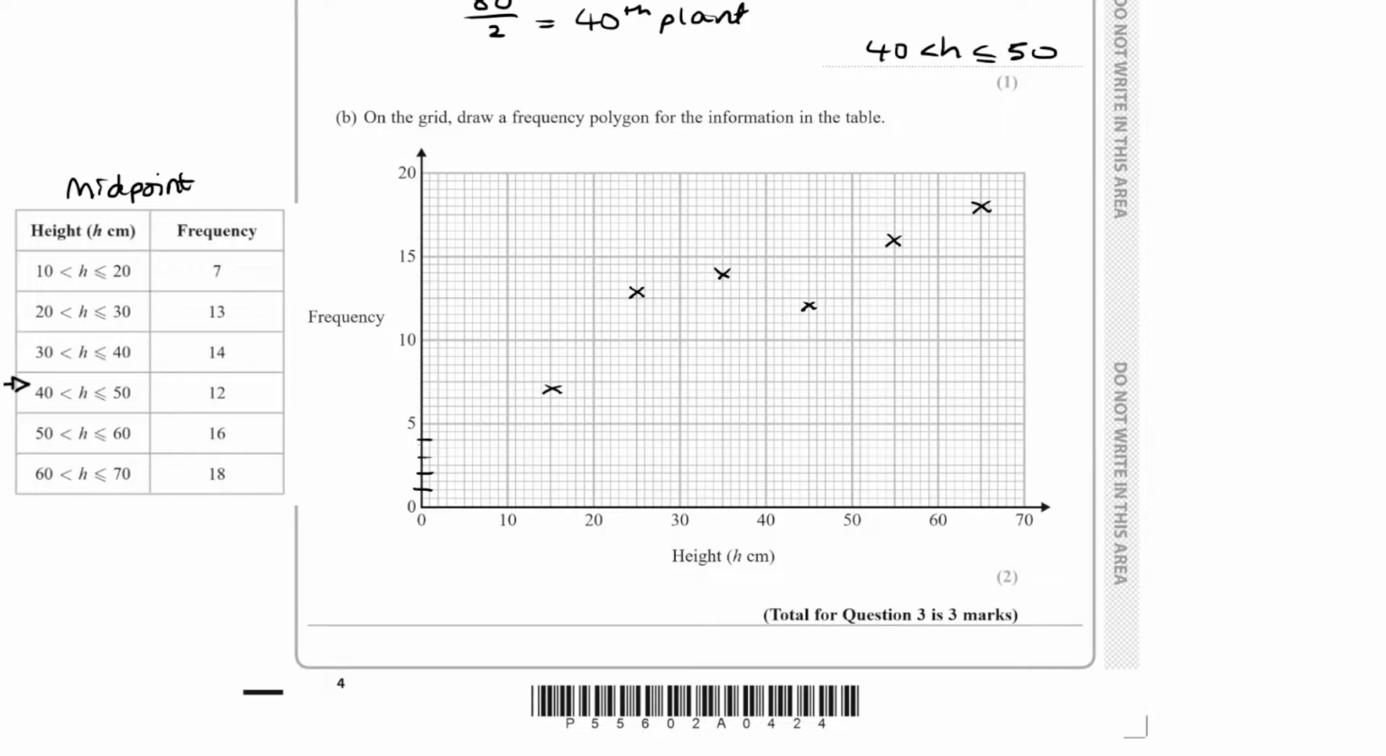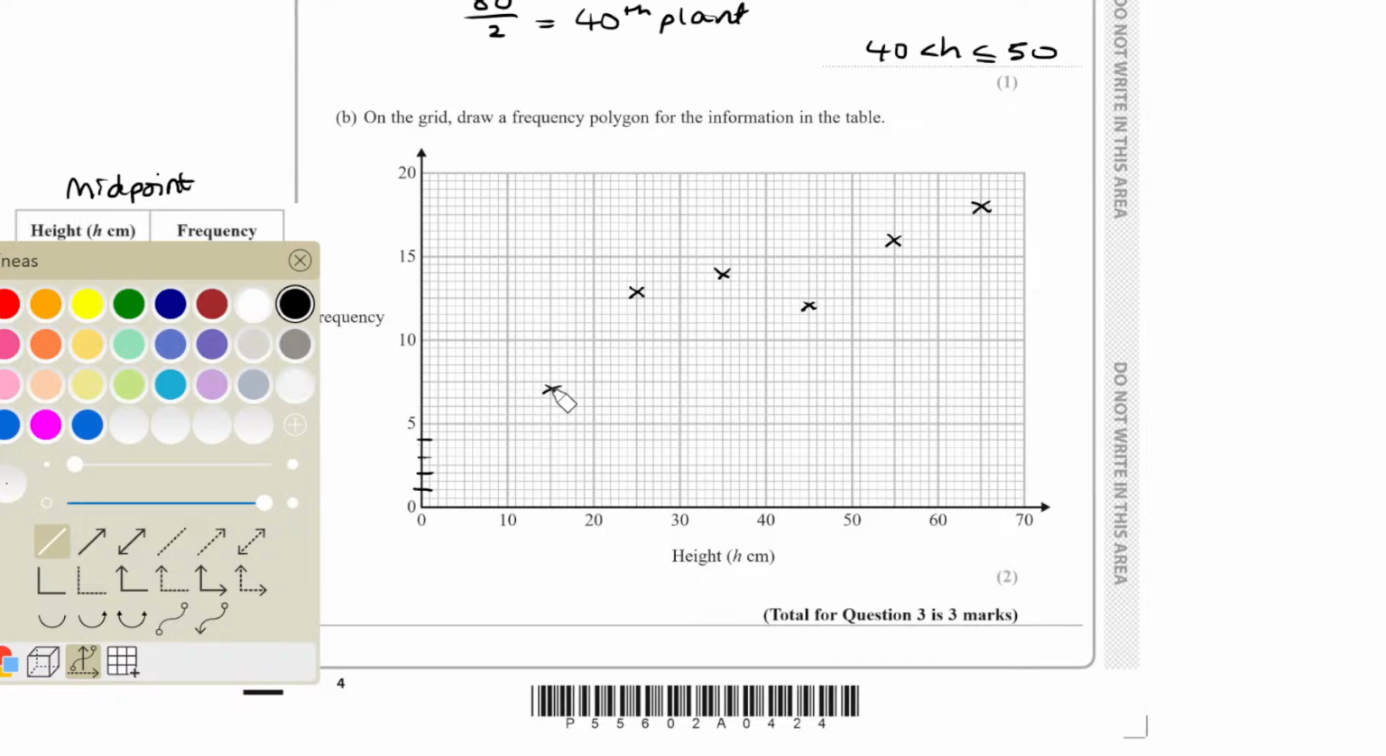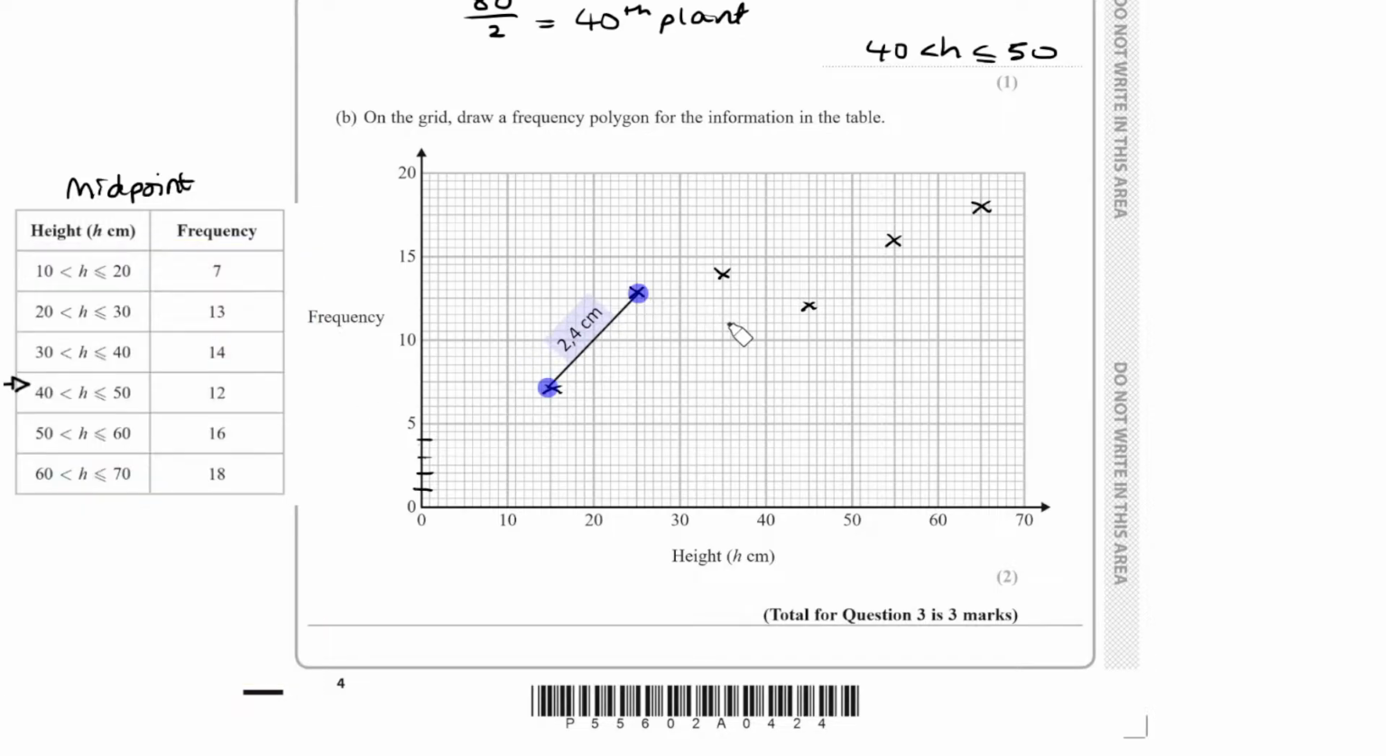Now with a frequency polygon, because it kind of has to look like a polygon, so like a shape basically, we want to use our ruler and draw straight lines between them. So kind of like jaggedy straight lines, connecting them up. Something a bit like this. You don't join up the top and the bottom ones, you just leave it open like that, so it's still a graph. Okay, so that would literally be it for your frequency polygon, just straight lines joining them up.